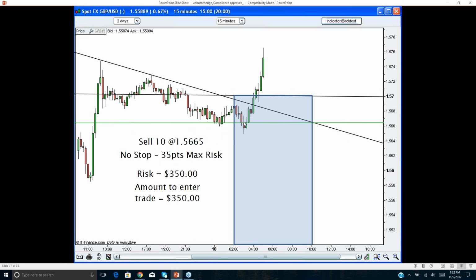How much am I down right now? How much was I down right here? $35 per spread times 10 spreads, right? 350 bucks. And every tick that it goes against me, am I losing more and more and more and more and more and more?